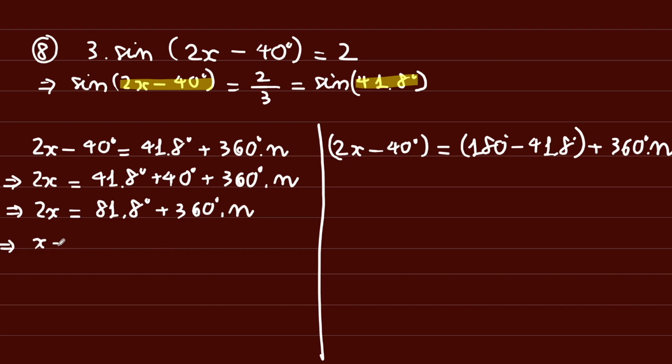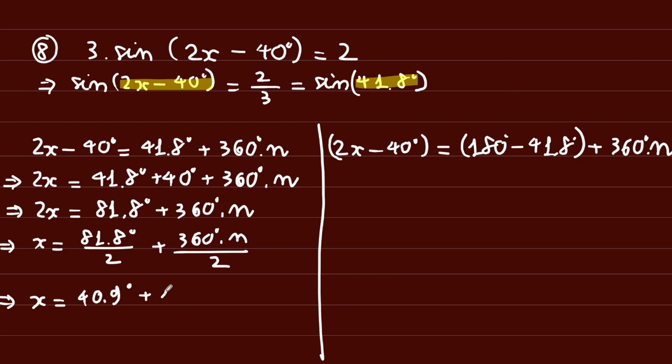And then divide both sides by 2. This number divided by 2, and 360 degree multiply n also be divided by 2. Okay, so here you will get 81.8 divided by 2, 40.9 degree plus 180 degree multiply n. Okay, and how about this one?